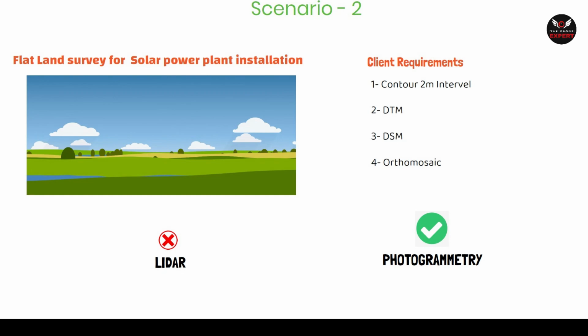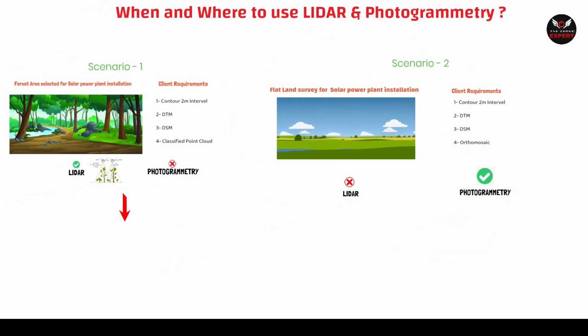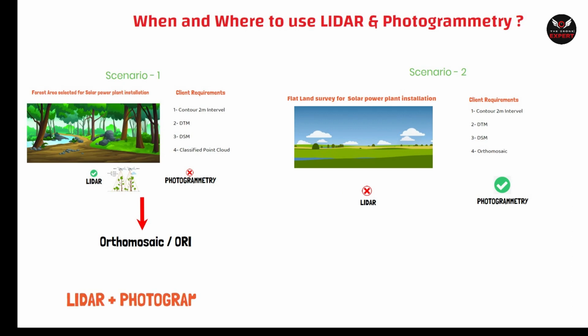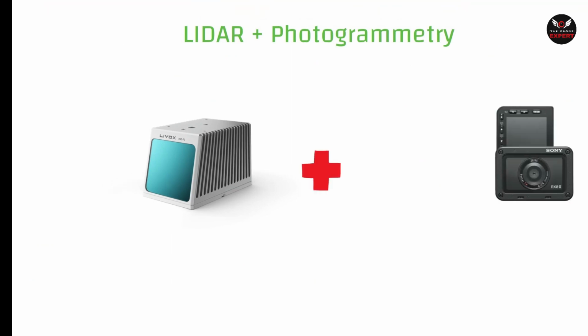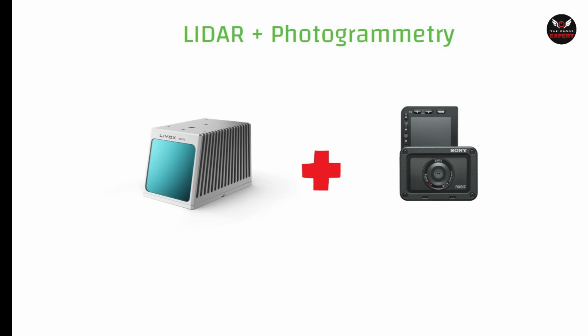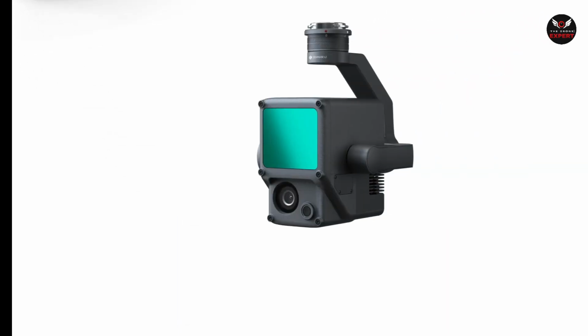Now, let's discuss a case where both LiDAR and photogrammetry are needed. In scenario 1, if orthomosaic is also required, a combination of LiDAR and photogrammetry is used to overcome the individual disadvantages of each method. For example, the DJI L1 sensor integrates LiDAR with photogrammetry, featuring both LiDAR and RGB camera capabilities for data acquisition. This approach is particularly useful to overcome the limitations of either method.